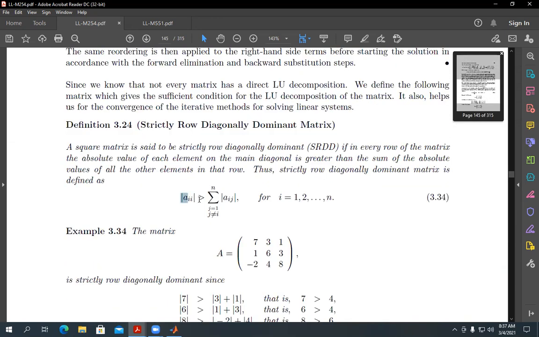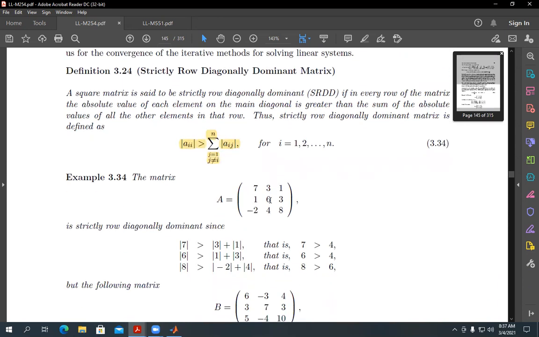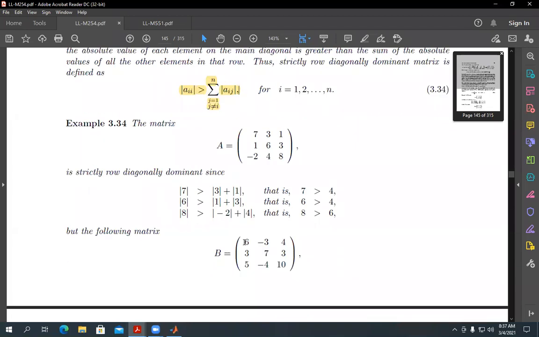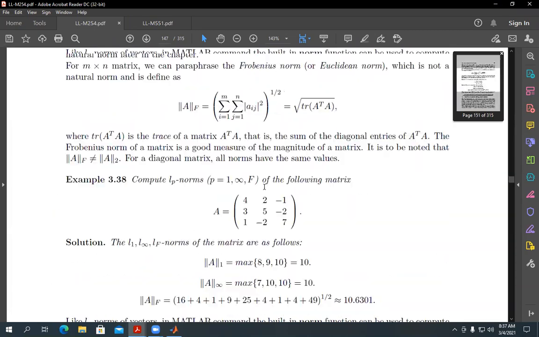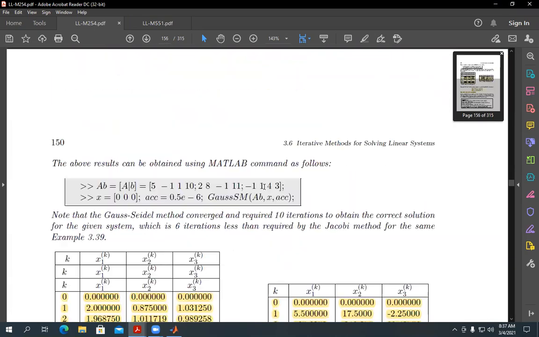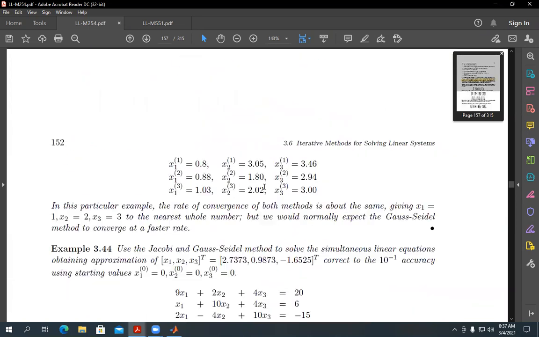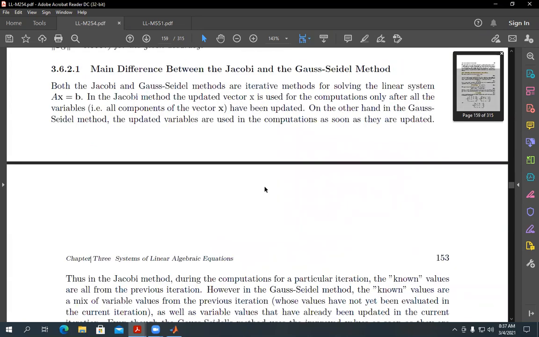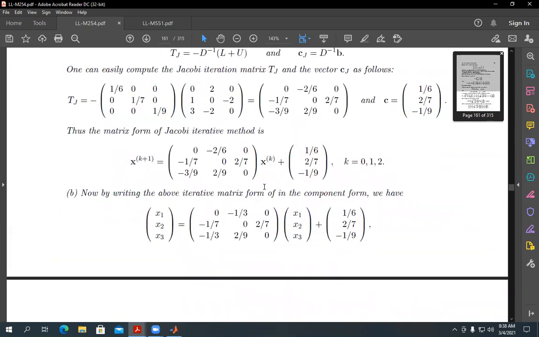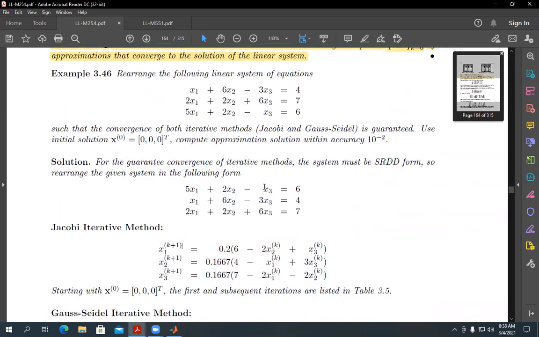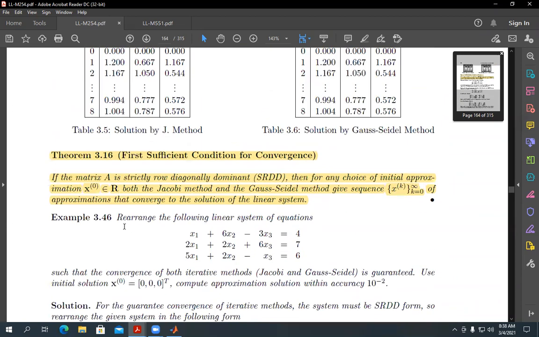If every diagonal element is bigger than the rest of the elements in its row, 7 is bigger than 4, 6 is bigger than 4, 8 is bigger than 6, we say STD. If it is not, we say not STD. Is 6 bigger than 7? No. It means this matrix is STD and this one is not STD. Yes, I gave this problem in the exam.